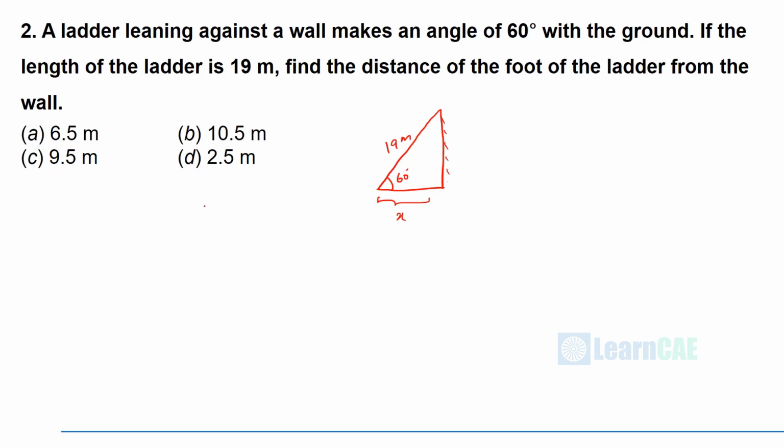Let this be x. From cos theta, we can find out the ratio of adjacent side to hypotenuse. So cos 60 degree will be equal to x by 19. Cos 60 is nothing but 1 by 2, which is equal to x by 19. X is equal to 19 by 2, that is 9.5 meter. The answer is C.